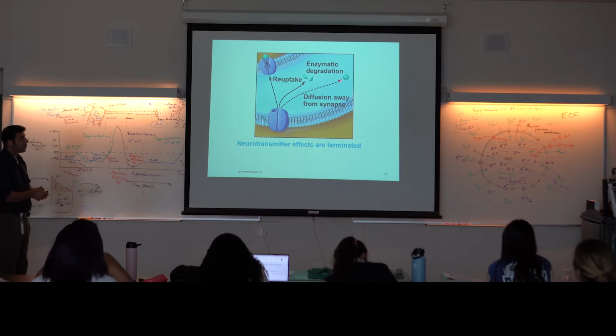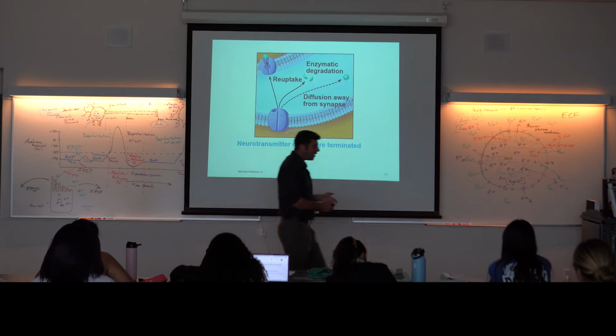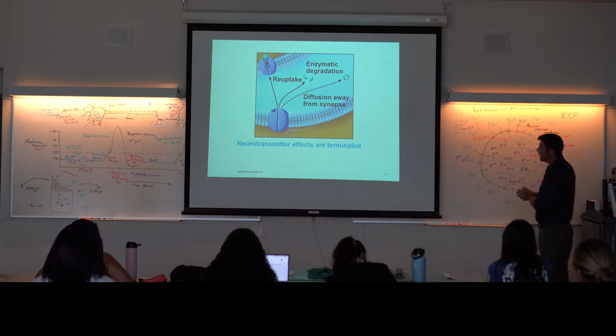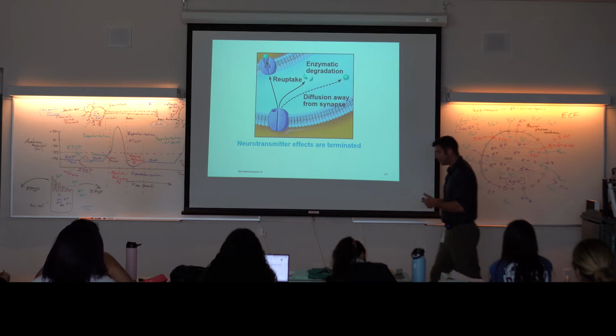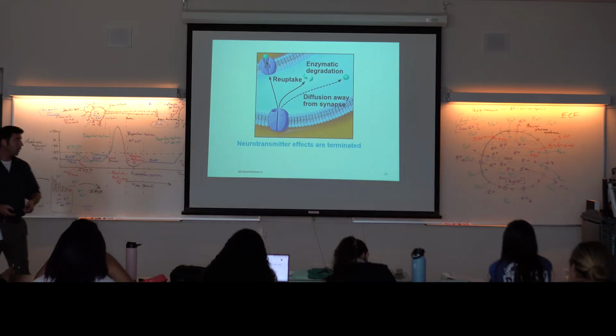And if it does diffuse away, one fate, I guess, of these neurotransmitters that diffuse away is they can be actually taken back in by the axon terminals. This reuptake of neurotransmitter is something that allows neurotransmitters to be recycled over and over.